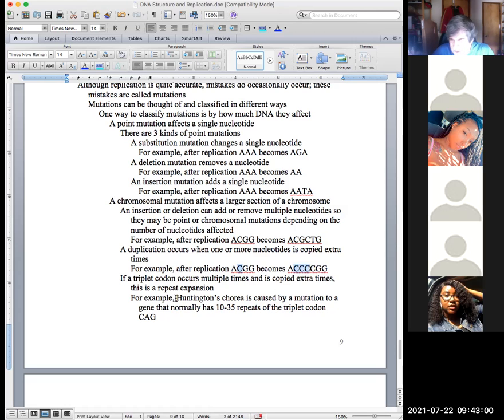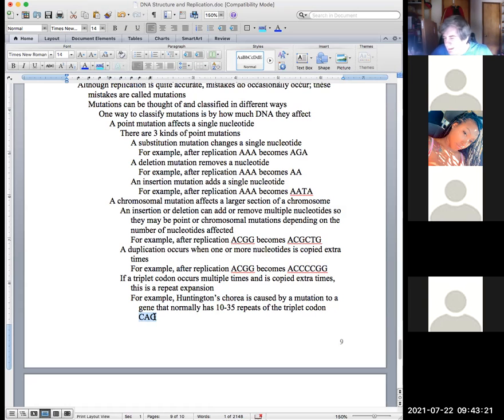So there's a disease in people called Huntington's chorea. And in Huntington's chorea, this occurs in a gene where normally in this gene, people have somewhere between 10 and 35 repeats of the three nucleotides, CAG, CAG, CAG. So most people have somewhere between 10 and 35 copies of this.